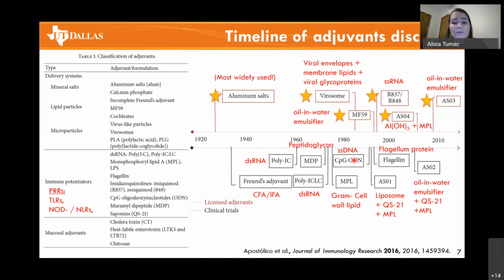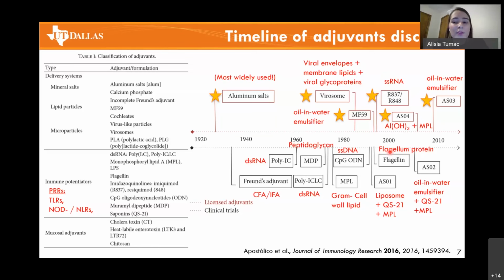And then you can also have different components from bacteria, such as parts of peptidoglycan or flagellin, which is a fairly common protein encountered in pretty much all bacteria. So why are there so many adjuvants? Can there be a perfect formula for an adjuvant that would work with every vaccine?